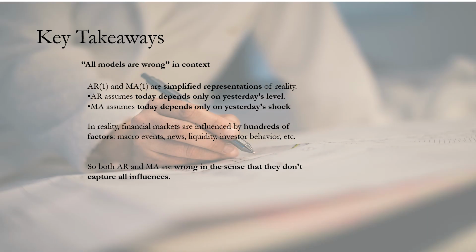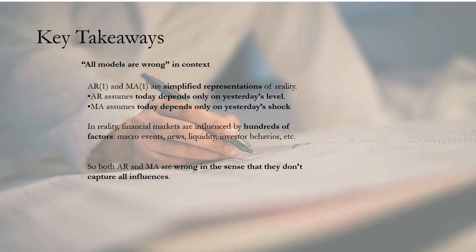So what are the key takeaways? We started off in this video with the idea that all models are wrong, but some are useful. Okay, so let's break this down. All models are wrong in context. So AR1 and MA1 are simplified representations of reality, right? So we know that they're extremely simple. There's a lot of complex dynamics going on in the stock market, right?